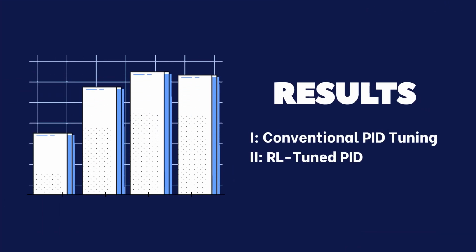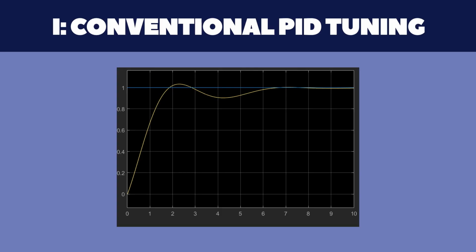Now, let's move on to the results. For conventional PID tuning, this graph shows the response of the mass spring damper system with a conventionally tuned PID controller. While it achieves stability, it suffers from noticeable overshoot and slower settling times.